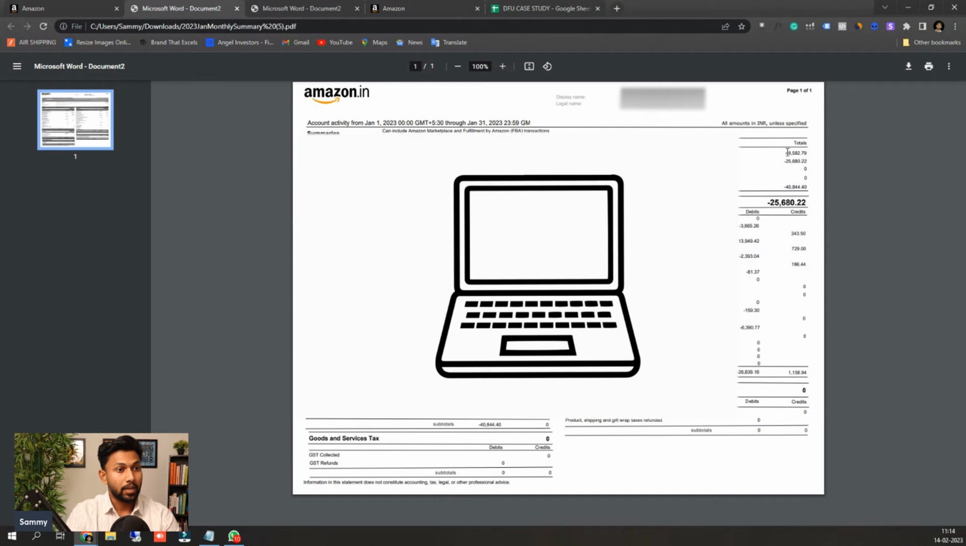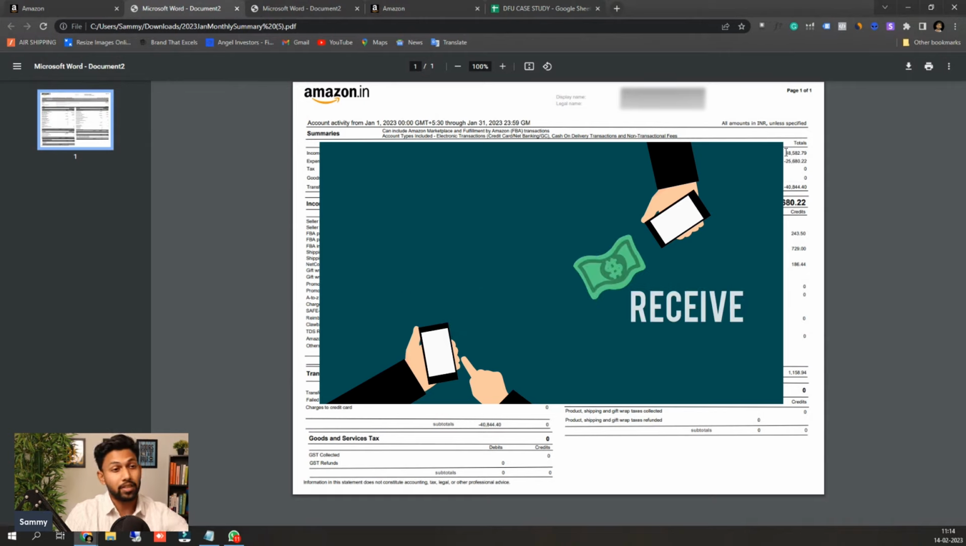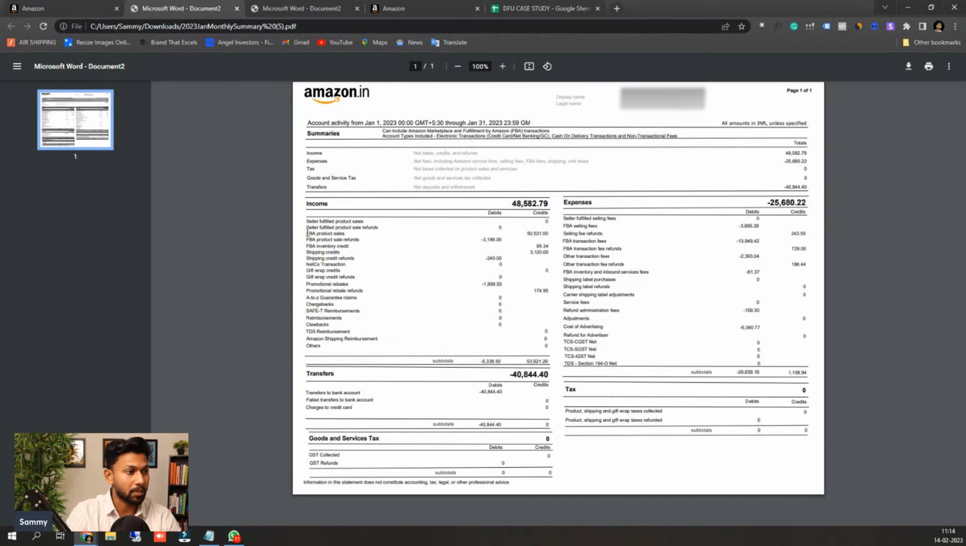Now income is basically how much amount he has received from orders done by the customer, subtracting everything, that is the fees, FBA fees, weight handling fees, everything. Here you can see the breakdown as well. And here is the expenses. Expenses calculates for everything that is in their account, including cost of advertising.